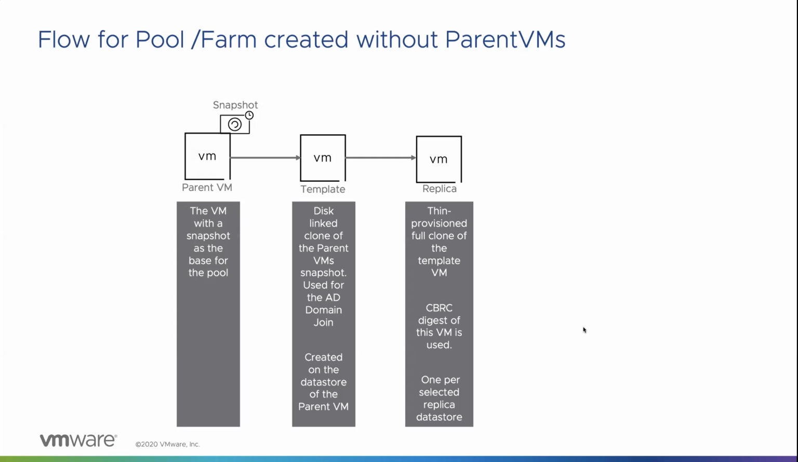Next, the replica is cloned off the template. This is a thin provision full clone. CBRC is used for this system, and there's one per selected replica data store.